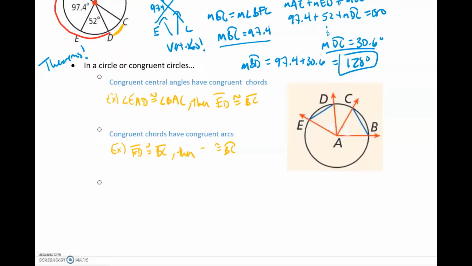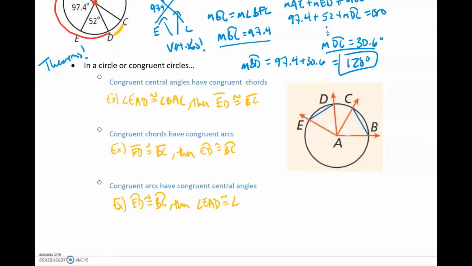And the final theorem we're going to talk about here tells us that congruent arcs have congruent central angles. And this one just kind of makes sense because we know by definition of arc measure, the arc measure is going to equal the central angle. So if our arcs are equal, our central angles are equal. So here, for example, if we know that the arcs ED and BC are congruent, then we know that their central angle measures, angle EAD and angle BAC, are congruent.